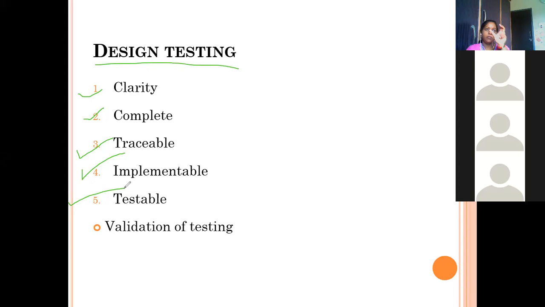Suppose you have implemented one particular design for one particular module. So what will be the input data for that? Whatever will be the output data for that, it should be clear to your team as well as the testers team also. Then coming towards the validation of testing.